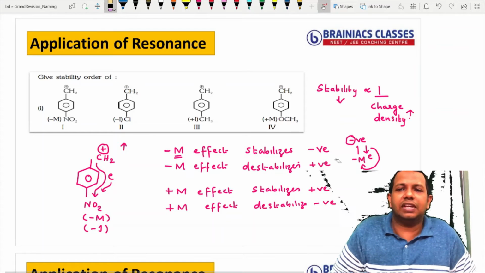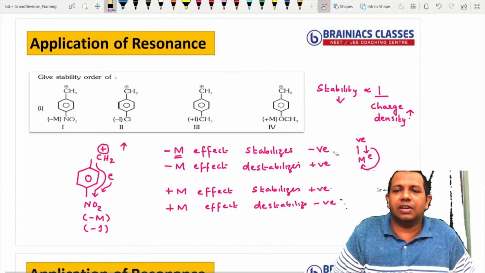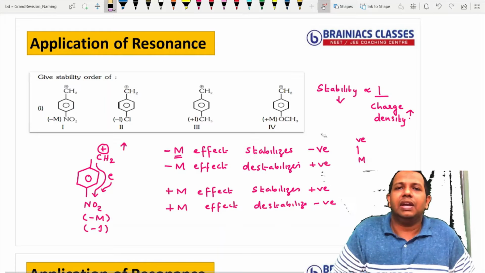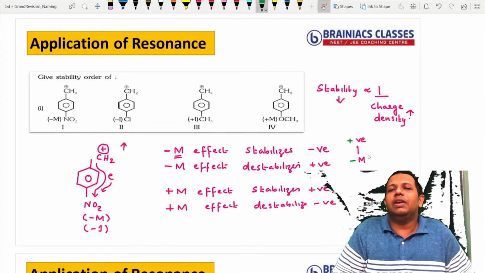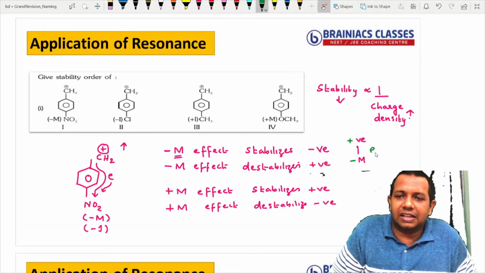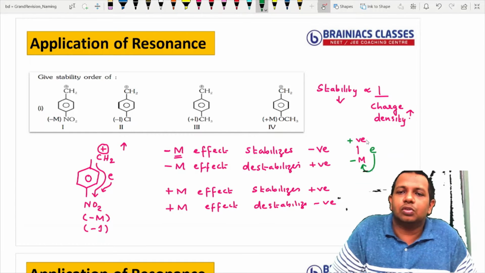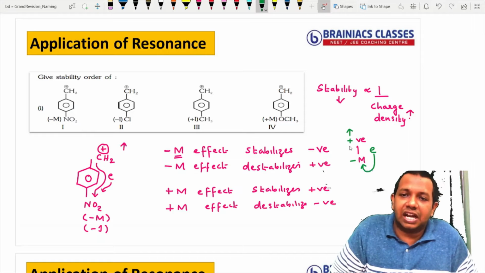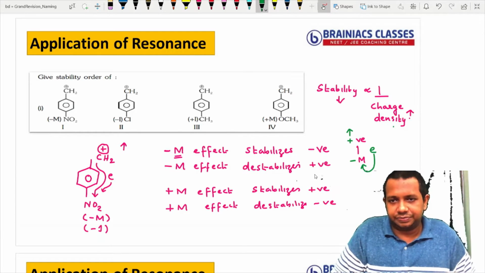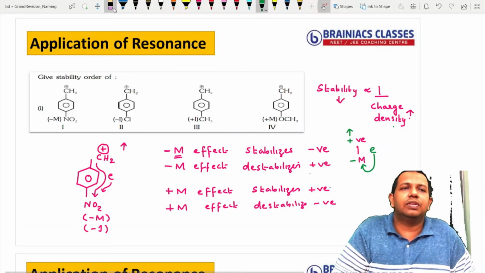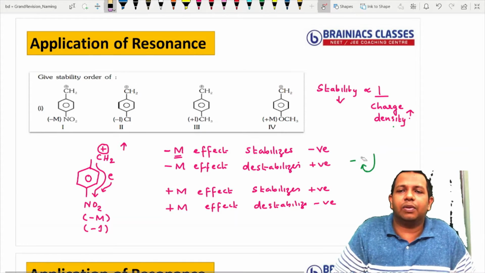Now let's take another way. Let's remove the negative charge and take the positive charge. Suppose a positive charge is there and there is a minus M effect. We know that the minus M effect will attract the electrons towards its direction. So here the positive charge keeps on increasing. That means charge density increases. Then stability will decrease. Clear? Now similarly, you can analyze the other one also.